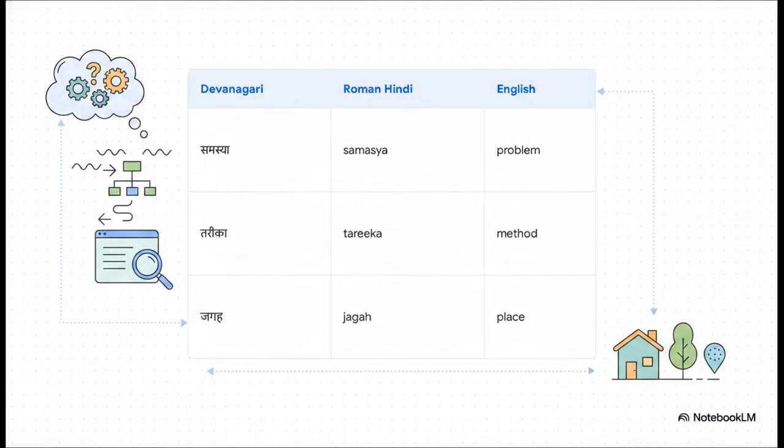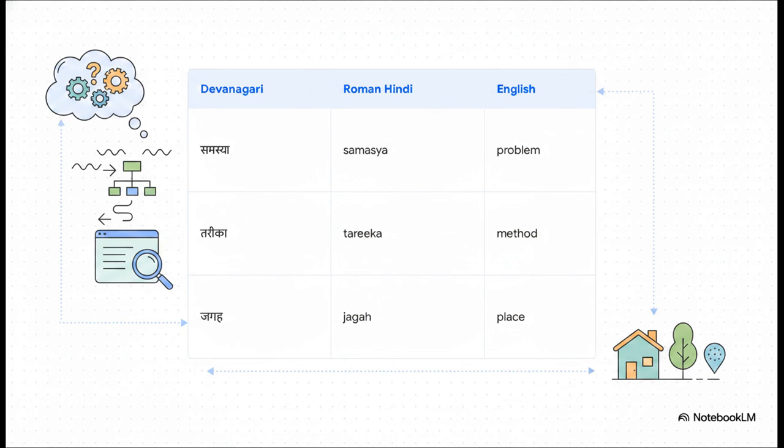Moving right along to our nouns. This is where we really start to build out our vocabulary map, because these words define the situations and the environments that we navigate every single day. Samasya. Samasya translates to problem. Next is tarika. Tarika is a method or a way of doing something. And then jaga. Jaga means place.